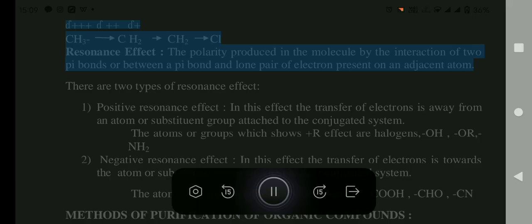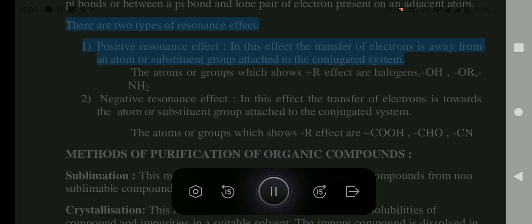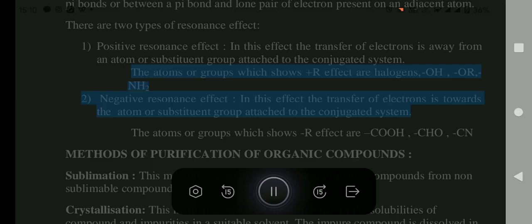There are two types of resonance effect. 1. Positive resonance effect. In this effect, the transfer of electrons is away from an atom or substituent group attached to the conjugated system. The atoms or groups which show the +R effect are halogens, OH, OR, NH2. Negative resonance effect. In this effect, the transfer of electrons is towards the atom or substituent group attached to the conjugated system.